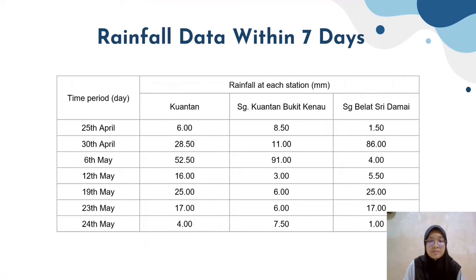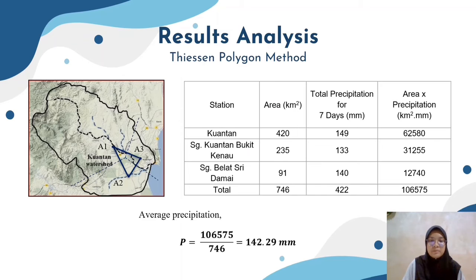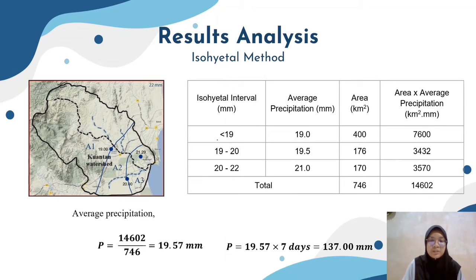These are the rainfall data within 7 days that have been chosen to analyze the average precipitation. From this analysis, using the arithmetic mean method, the average precipitation obtained is 140.67 mm, while the Thiessen polygon method gives an average precipitation of 142.29 mm. The last method, isohyetal, shows that the average rainfall at Kuantan watershed is 137.00 mm.